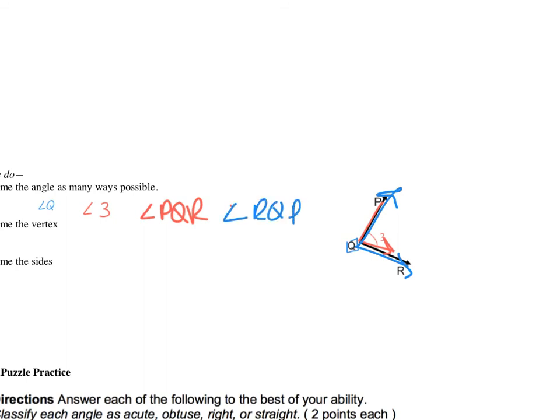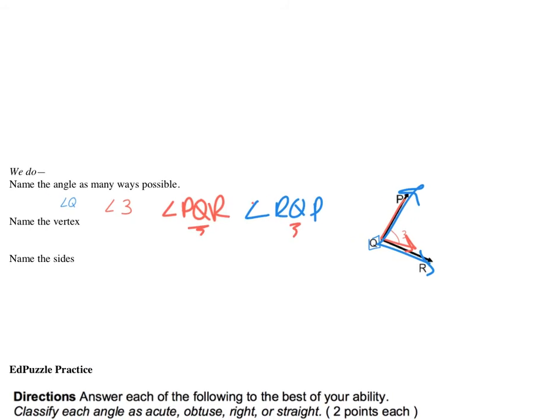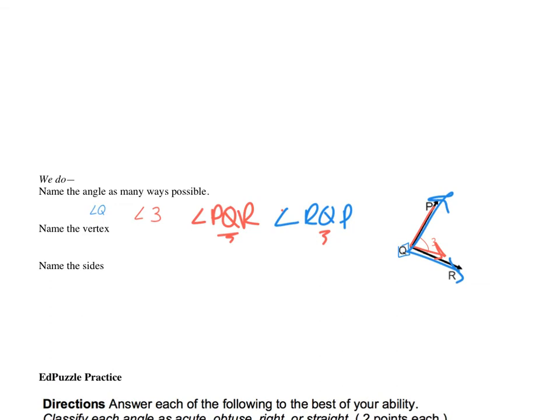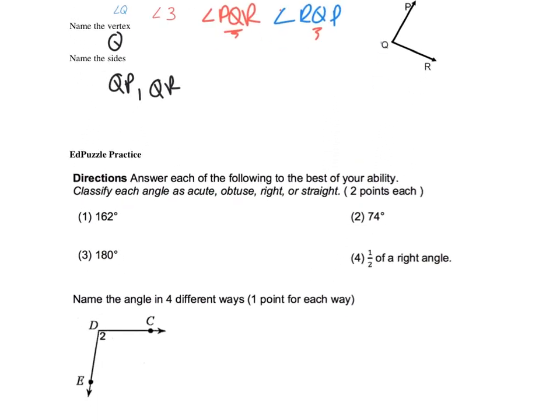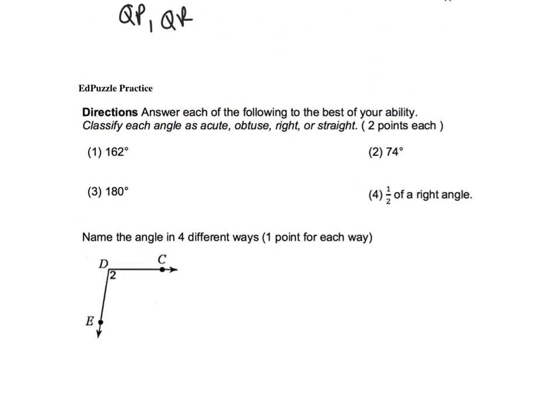And again, remember, my Q has to be in the middle each time. My vertex is where the two rays meet. So my vertex in this image is point Q. So I would simply just write a Q. My sides are my rays. So in this case, my sides are QP and QR. And that's it. Now your edpuzzle practice will be broken up into this.